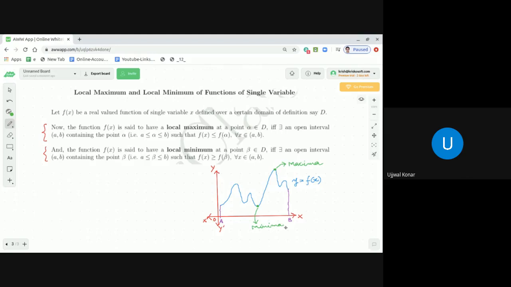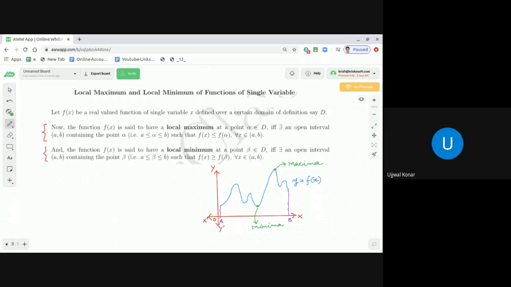Correct? Now, what is local maximum and local minimum? Then local maximum and local minimum, dear students, is based on a point. As you see in the definition above, the function f(x) is said to have a local maximum at a point alpha belonging to D if there exists an open interval (a, b) containing the point alpha, that is a ≤ alpha ≤ b, such that f(x) ≤ f(alpha) for all x belonging to (a, b).